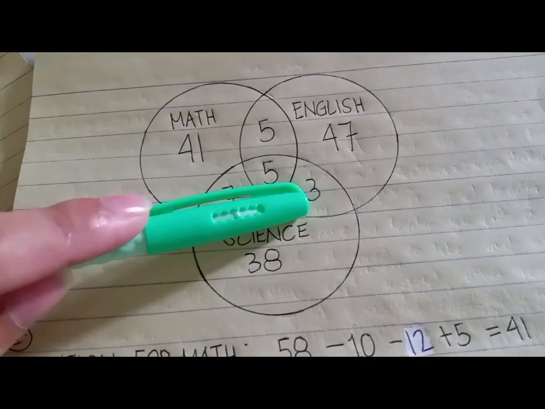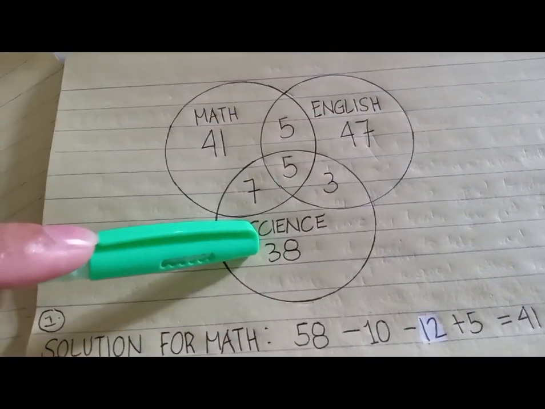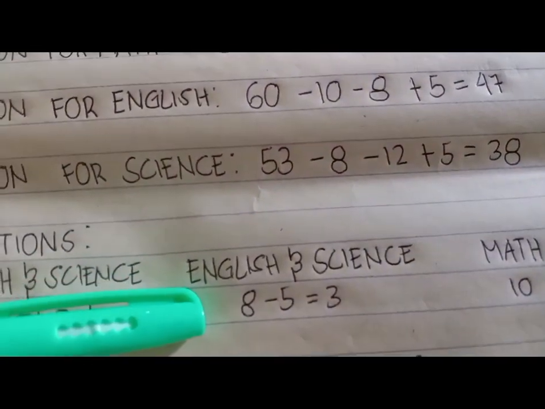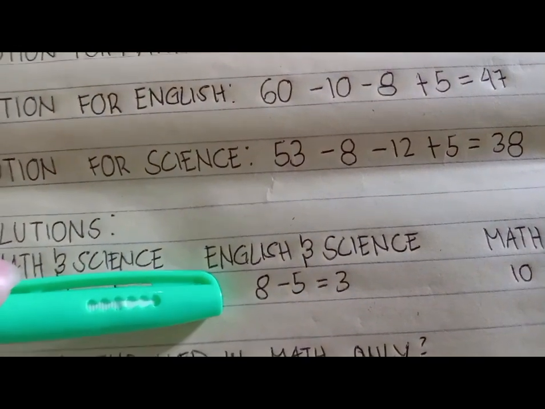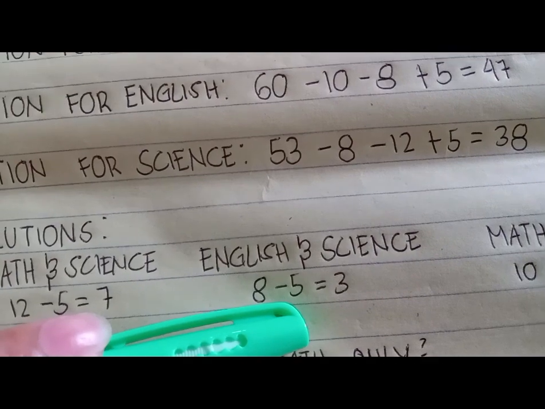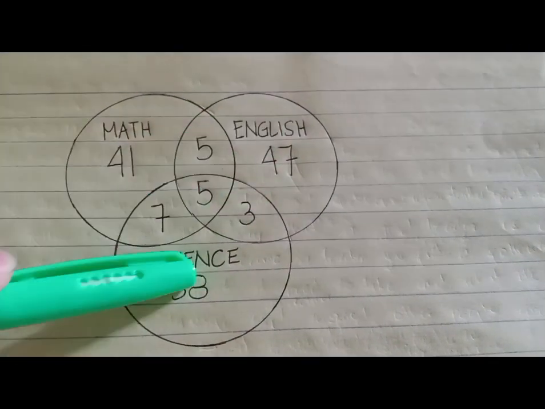So why we have 3 between English and science? So the explanation is, English and science, we have 8 for those students signed up both English and science, subtracted by 5 for those students enrolled in all 3 subjects is equal to 3. So that's why we have 3 between English and science.